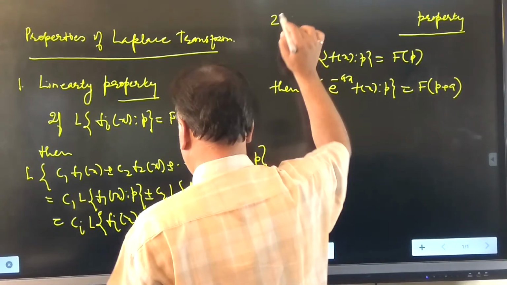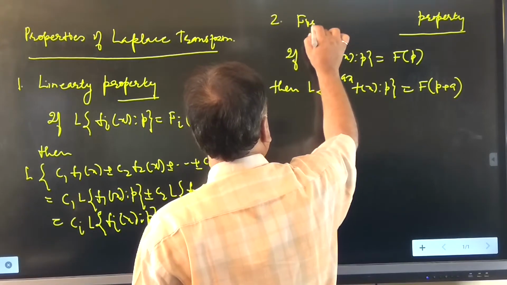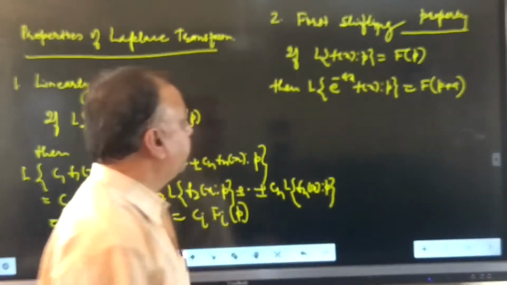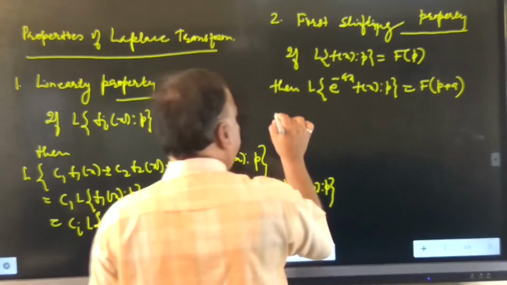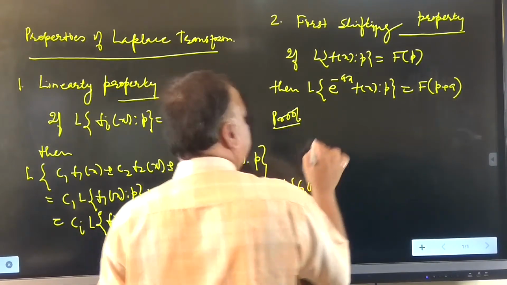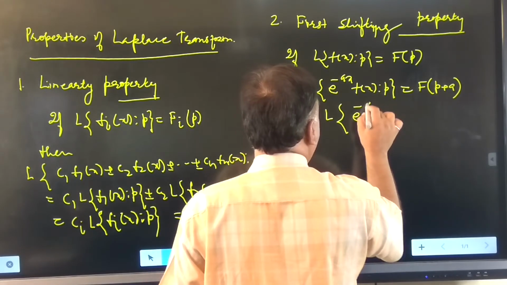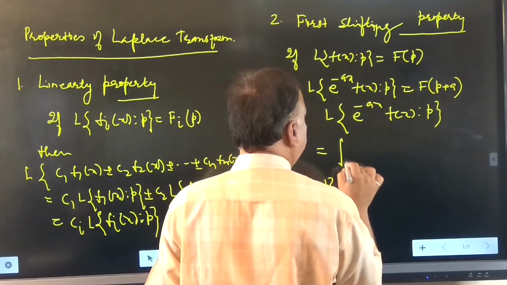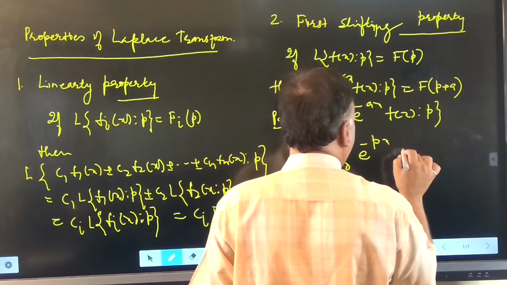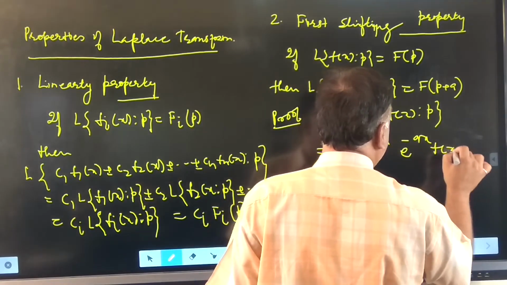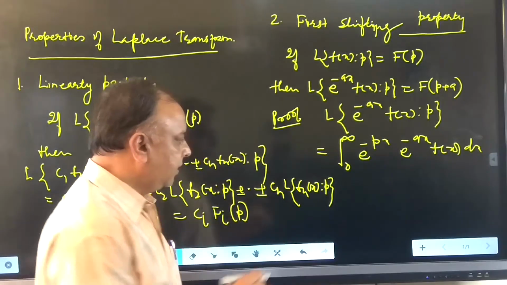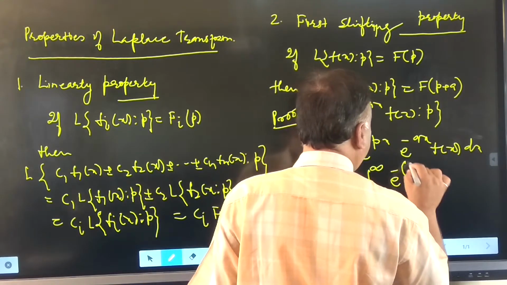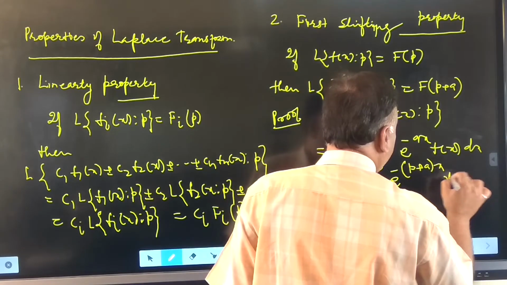First shifting property. The proof of this property is, as we know, the Laplace transformation of the function e raised to minus ax f(x) with respect to p. By definition, this is equal to the integral from 0 to infinity of e raised to minus px into e raised to minus ax f(x) dx. This can be written as the integral from 0 to infinity of e raised to minus (p + a)x f(x) dx.